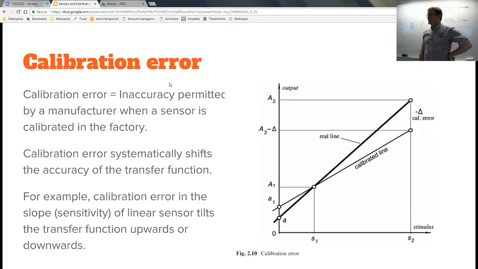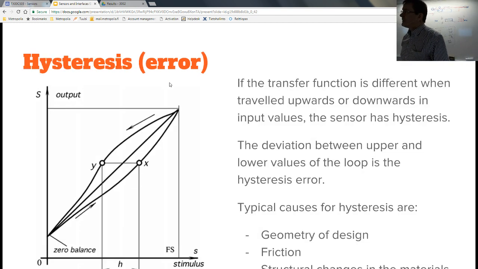Okay, calibration error. Well, that's basically the error on the transfer function. Then about the hysteresis, this is about the output not following exactly the input, but it has some memory effect from the last values. Like temperature sensors always have that one.